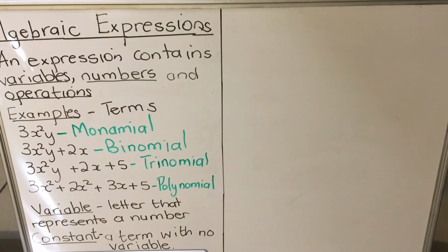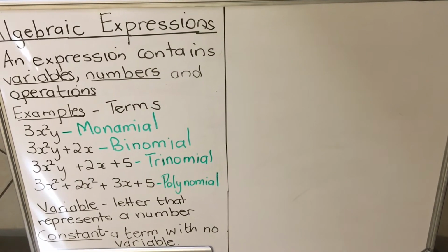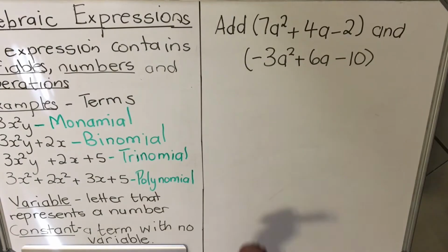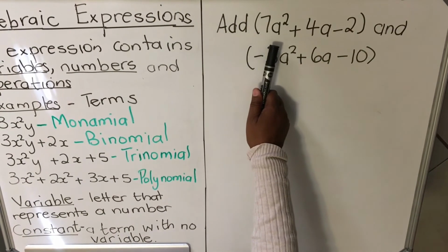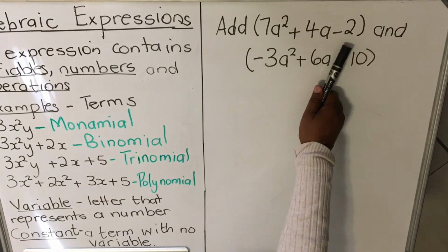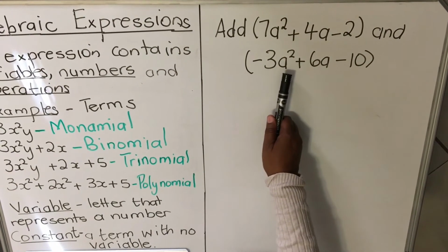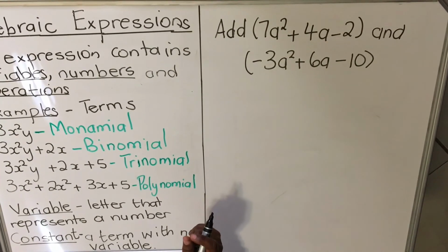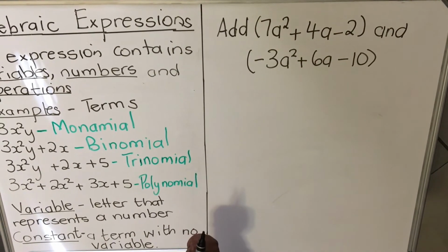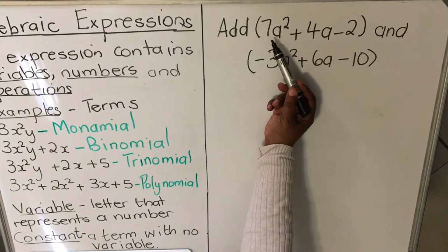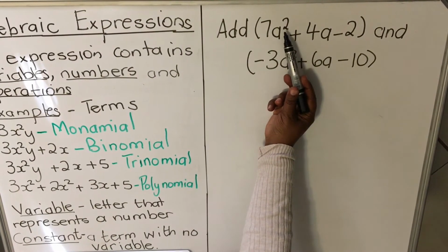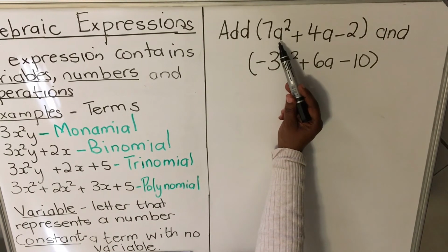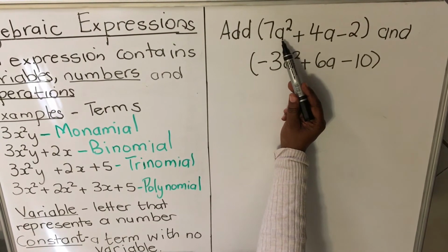I'm going to look at how we add algebraic expressions. Let's look at an example where you're asked to add 7a squared plus 4a minus 2 to minus 3a squared plus 6a minus 10. When you add, we add like terms together. What do we mean by that? You see here you have a 7a squared. Here you have a 4a. You can't add these two together. They're not the same. The a squared means a times a.